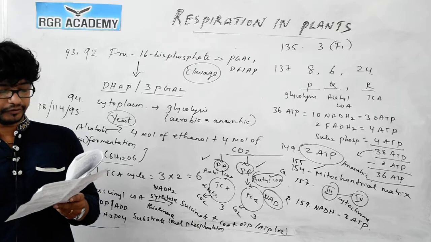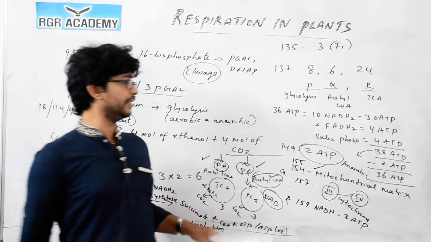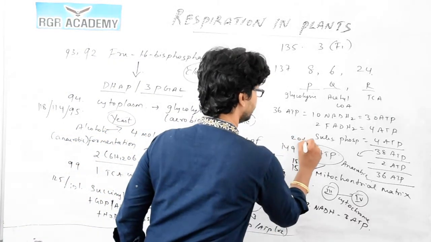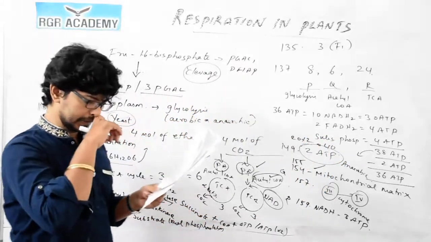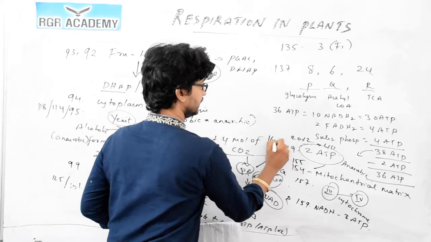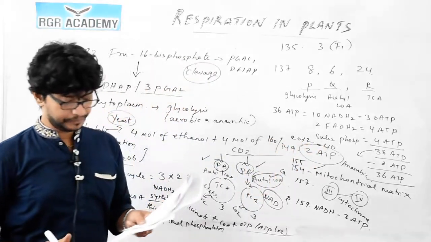So on the breakdown of 20 glucose molecules, you need to multiply 20 into 2, which gives rise to 40 in number. So for question 160, 40 is the correct answer.